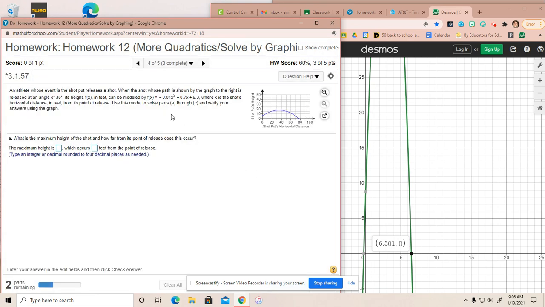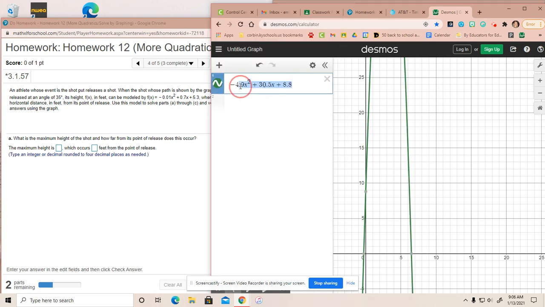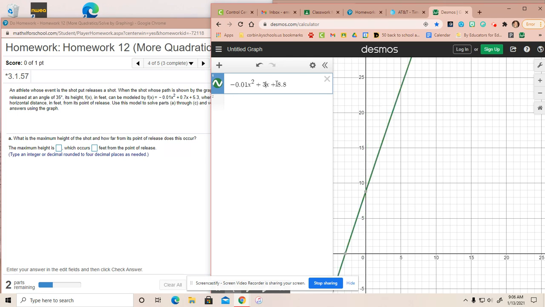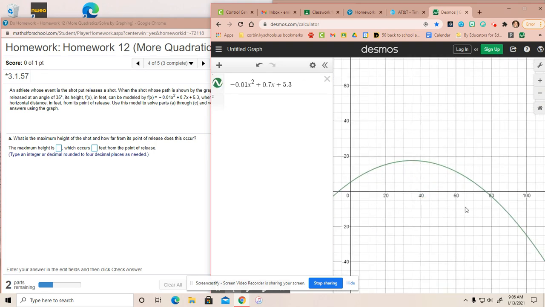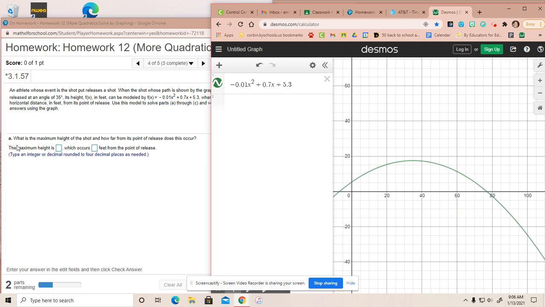All right, number 4. We're talking about an athlete who does shot put, and we have the little graph here, and we are going to graph that expression. So I'm just going to edit my numbers here: negative 0.01x squared plus 0.7x plus 5.3. Okay, and I'm going to zoom out a little bit so I can see my graph, and it wants to know the maximum height. So that means our maximum, that's our point at the very, very top.